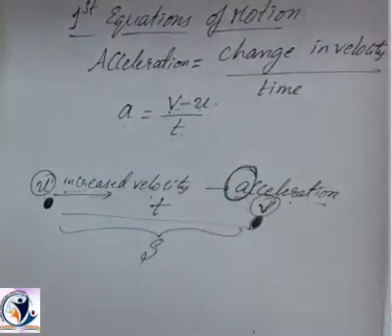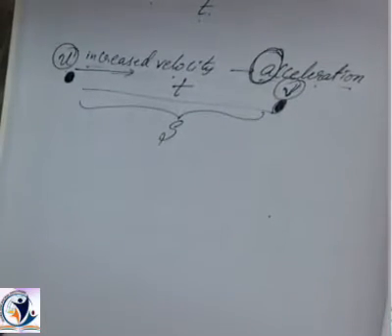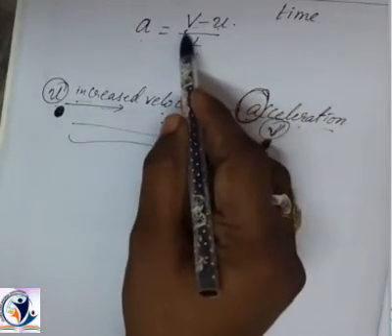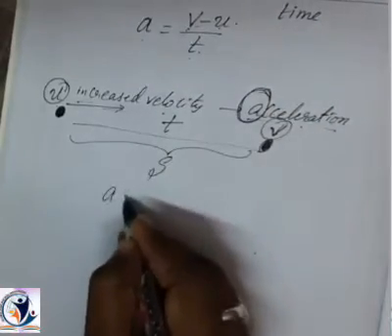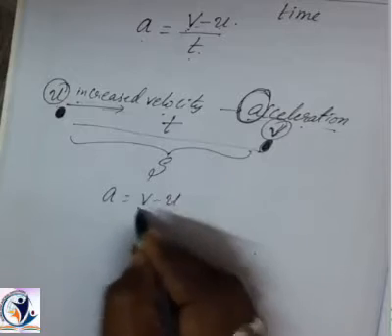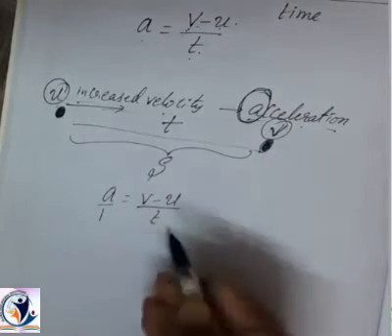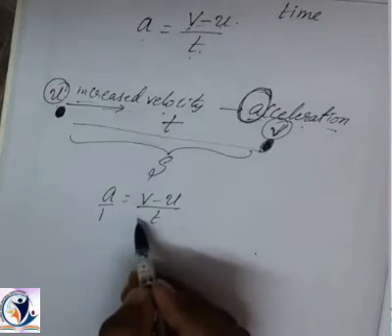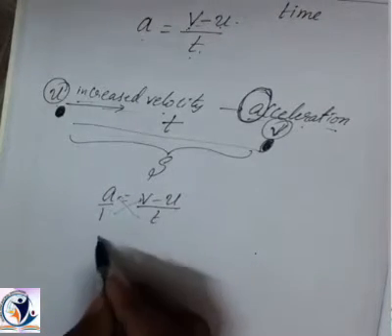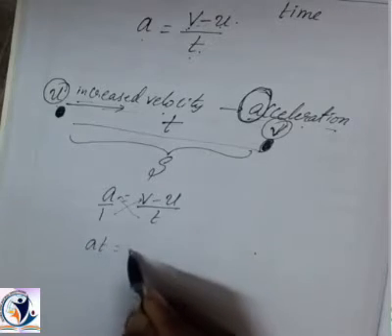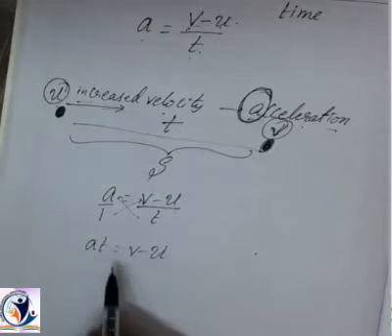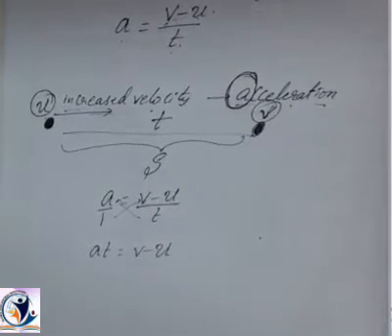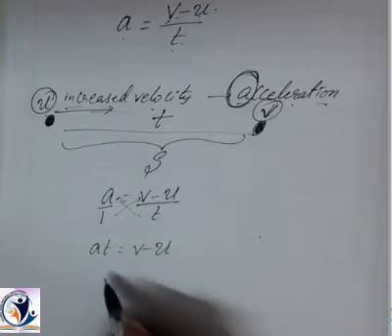Now, how am I going to solve this a equals v minus u by t for the final velocity? I just want the value of the final velocity. Let us take a equals v minus u by t. This a can be written as a by 1. Nothing is there, in the sense we can write 1 in the denominator. So put cross multiplication over here. So at equals v minus u. I hope you are getting my point, children. Am I clear to you? So now see here, at equals v minus u.